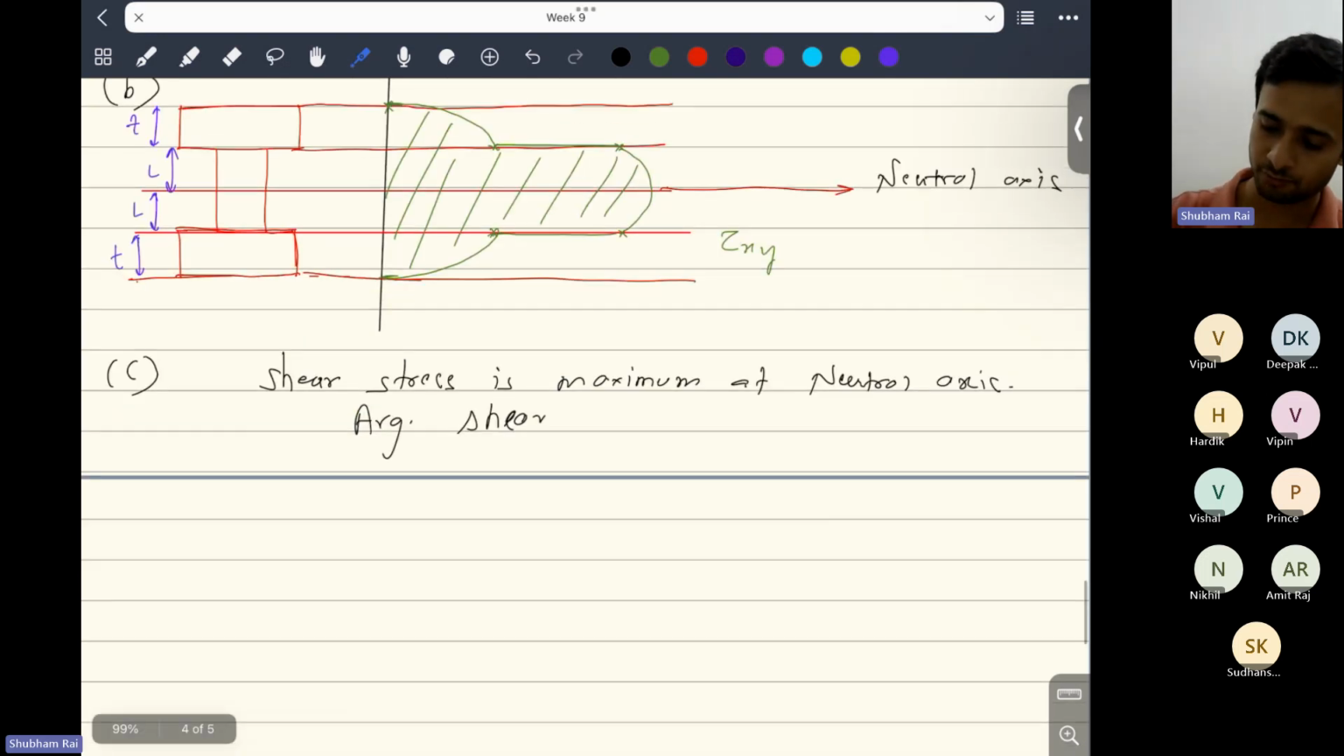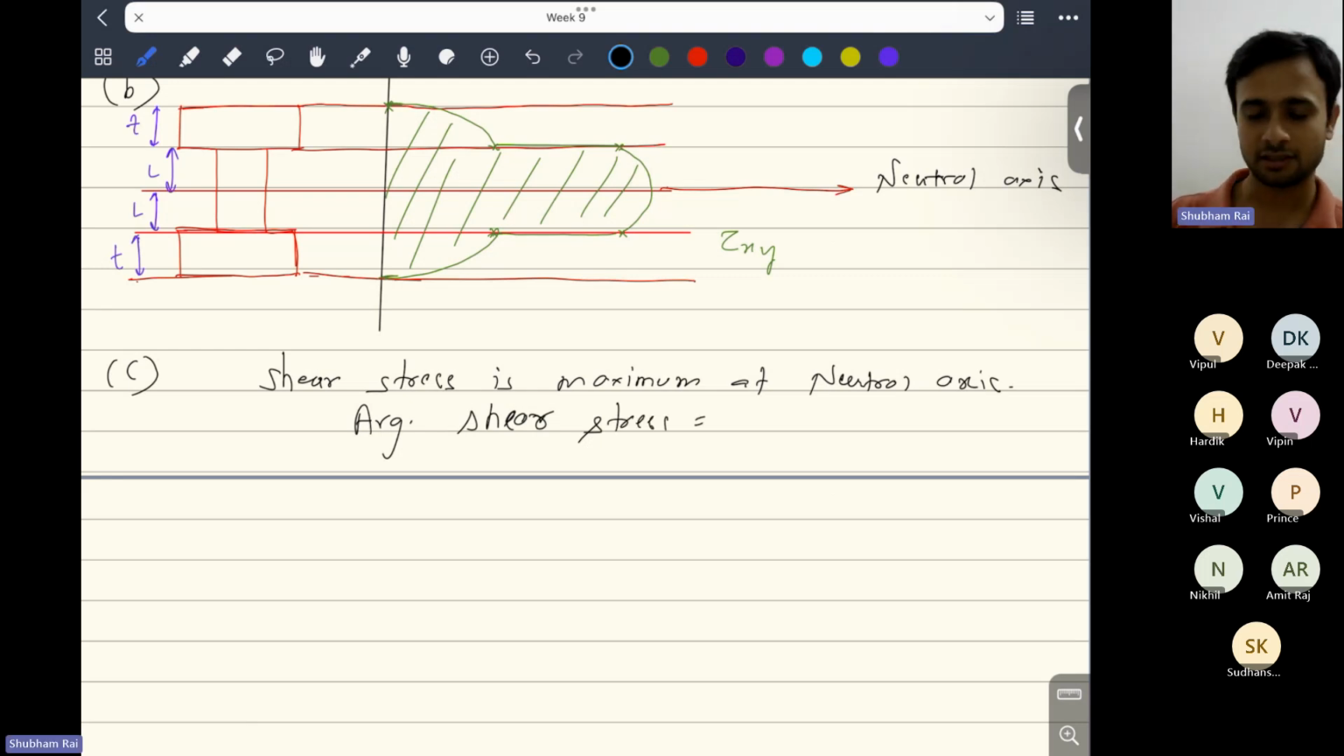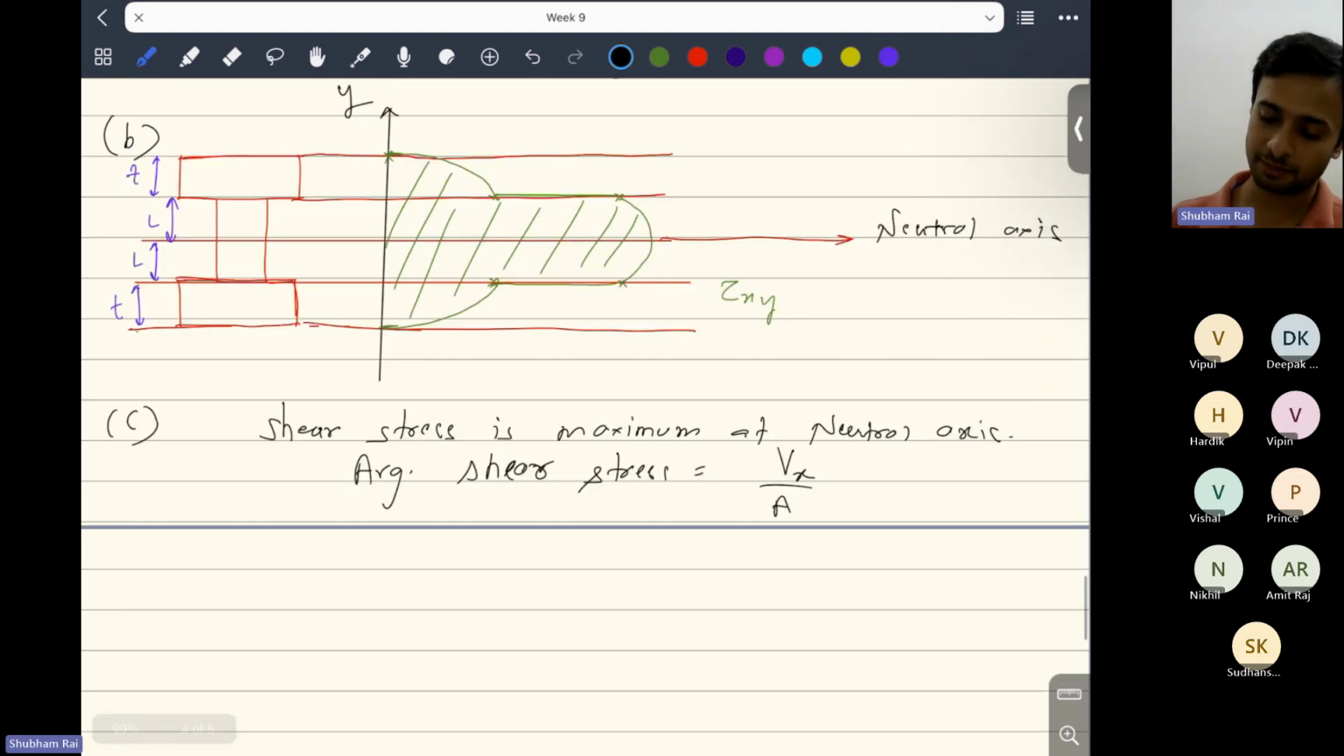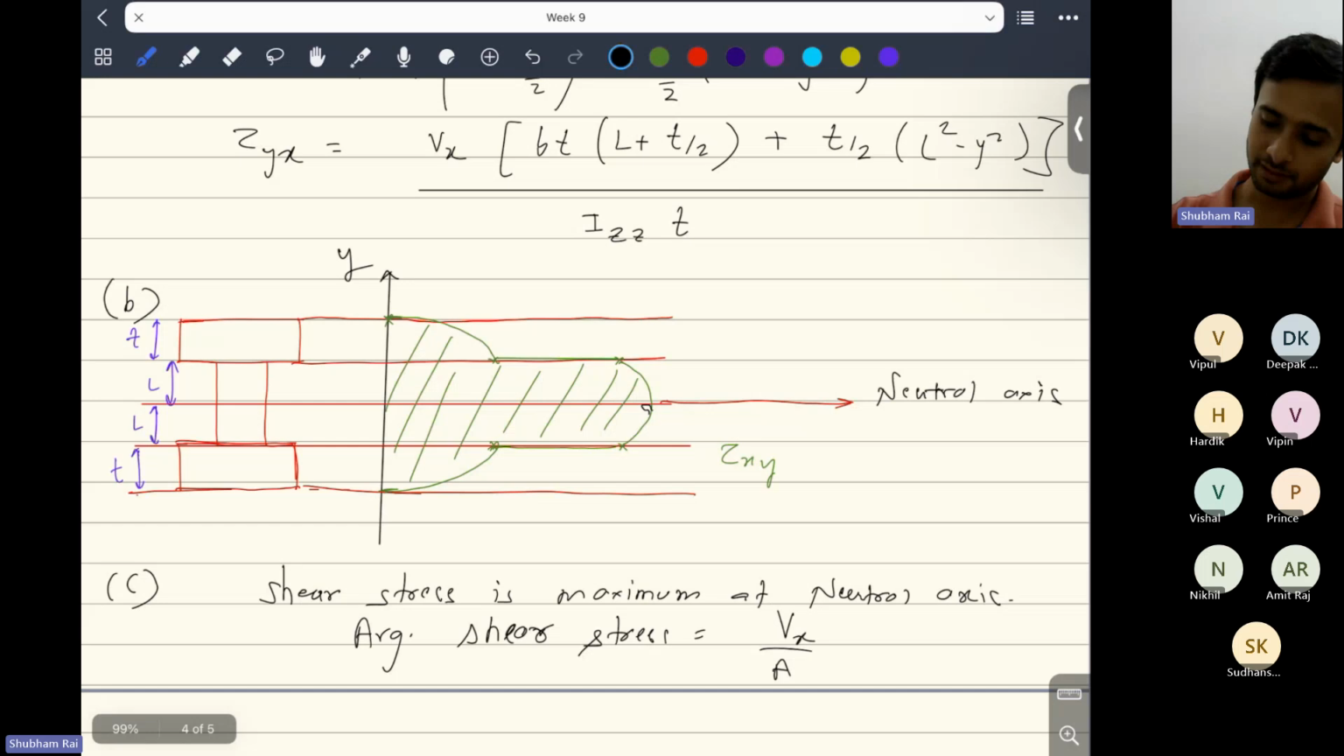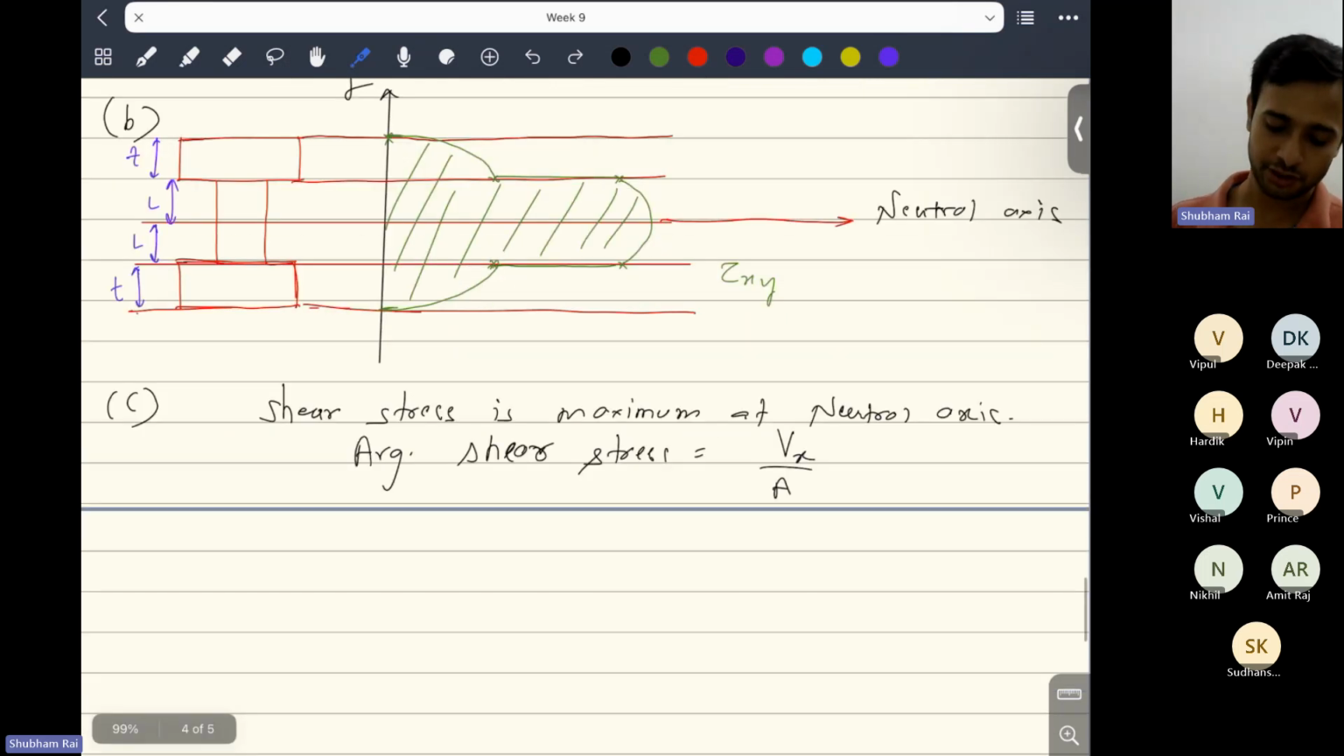And I'm just writing the expression for average shear stress. So average shear stress will be nothing but the shear force divided by the total area of this cross section, that is, area of two flanges plus area of the web. Maximum shear stress you can find at the center of the web, where we have y is equal to 0. You put y is equal to 0 here, and you'll get the value of maximum shear stress. You divide these two and you'll get the ratio.